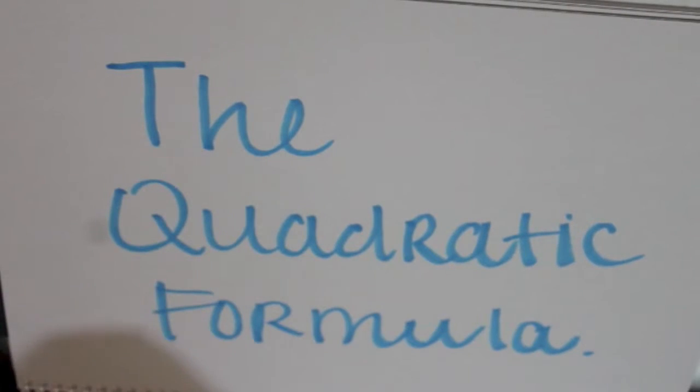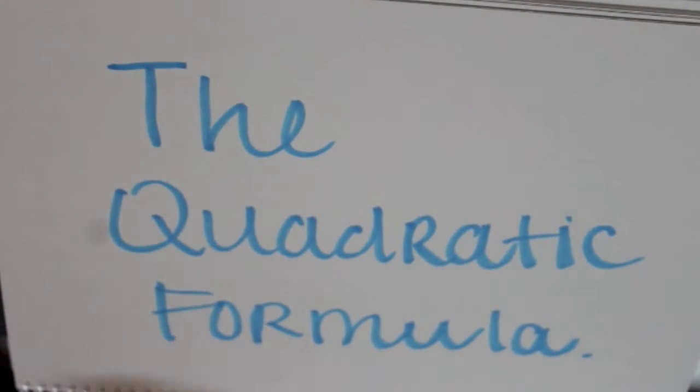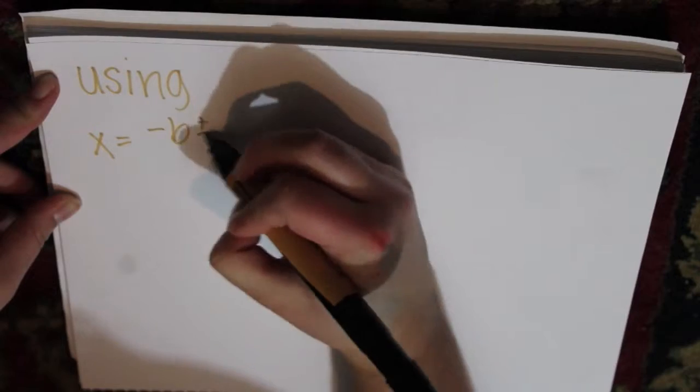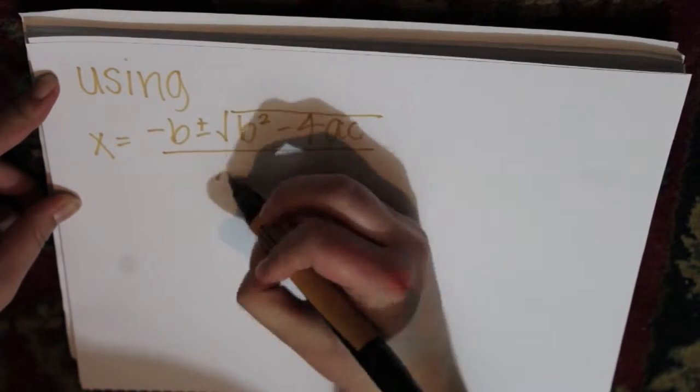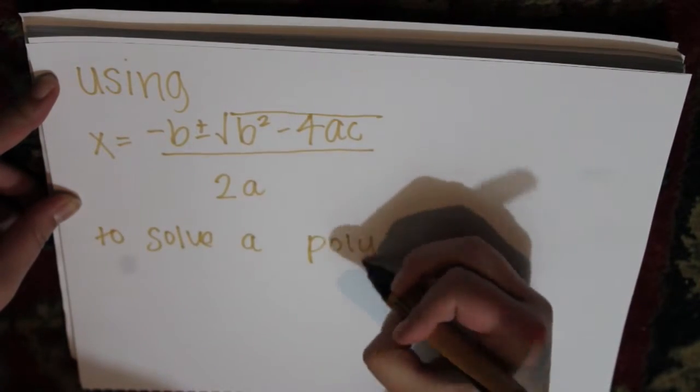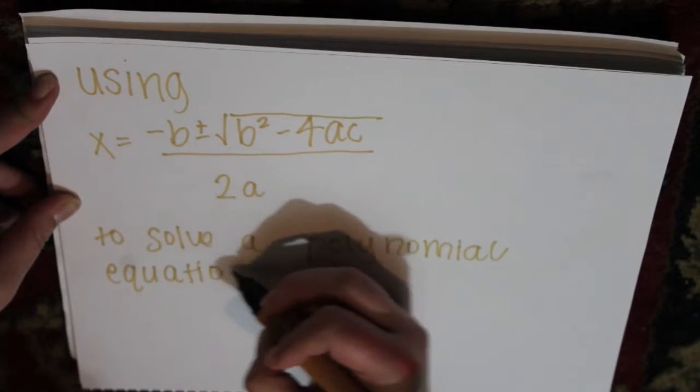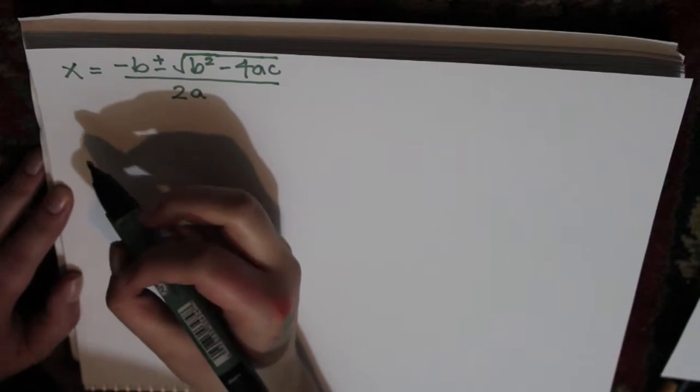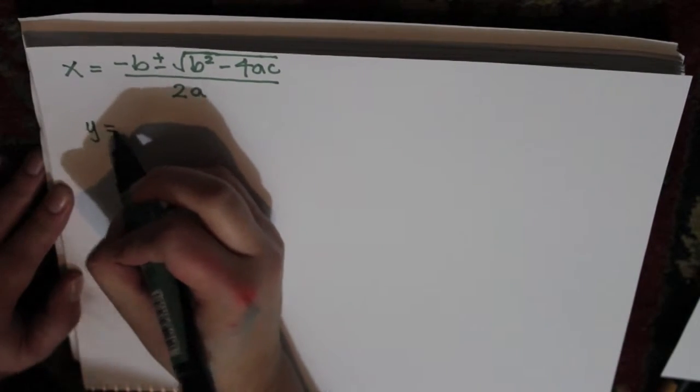In this video today, we will be learning about the quadratic formula. We'll use the formula x equals negative b plus or minus radical b squared minus 4ac all over 2a to solve for any x values in any polynomial equation. First, we will walk you through a problem so you can get the hang of using the formula itself.